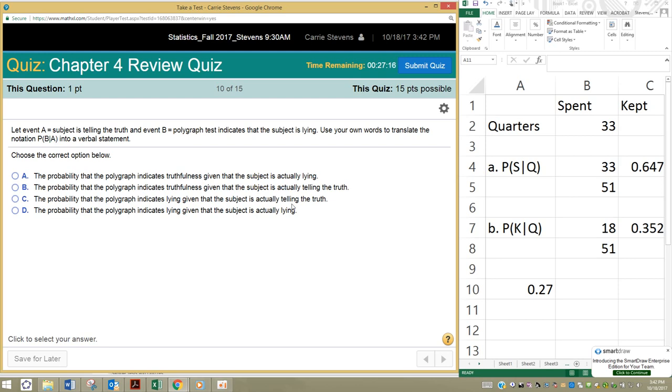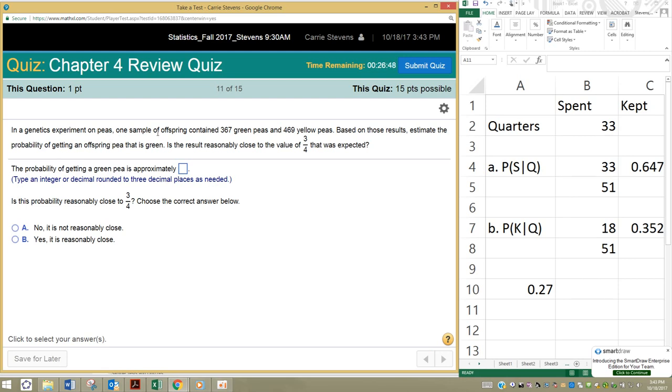Given that the subject is telling the truth, it could be B. Given that the subject is telling the truth, it could be C. Given that the subject is lying, it's not D. So it's either B or C. Now let's take a closer look. What was event B? The polygraph test indicates the subject is lying. So out of these two, it should say the probability of lying, and that's C.